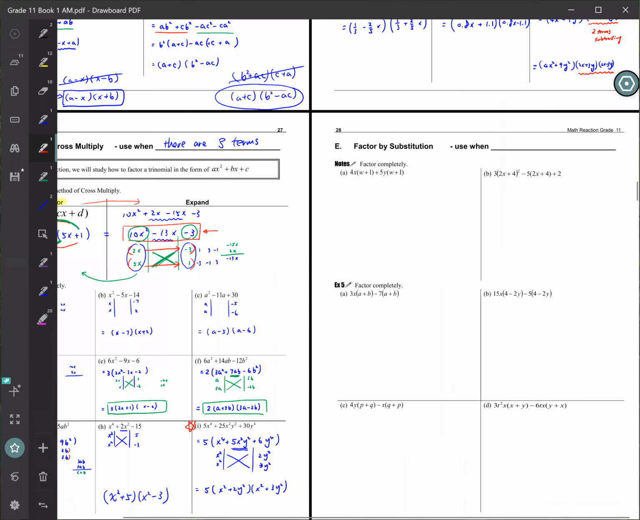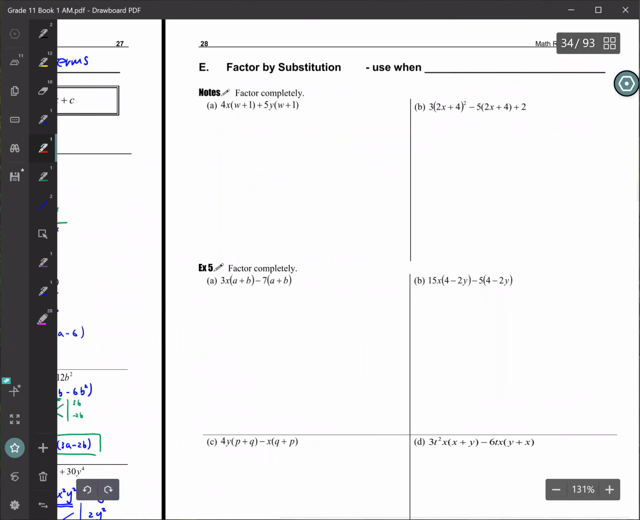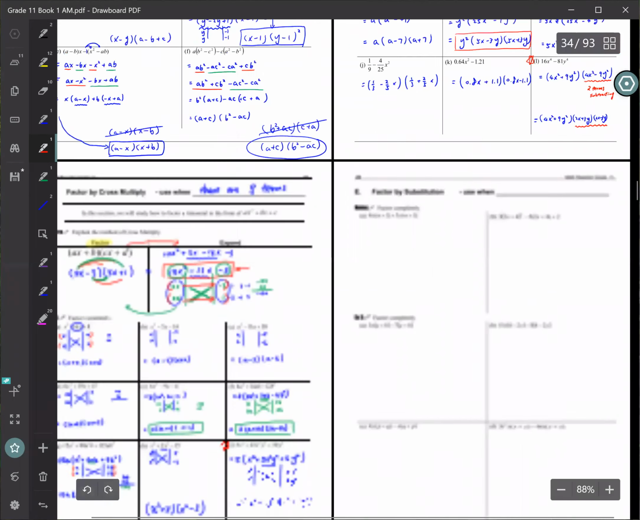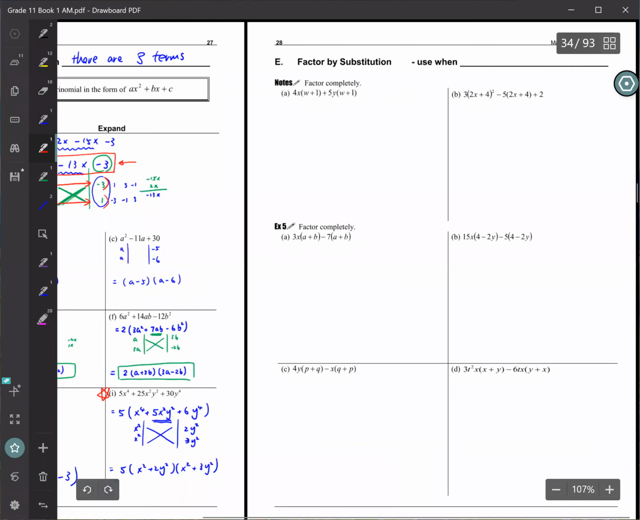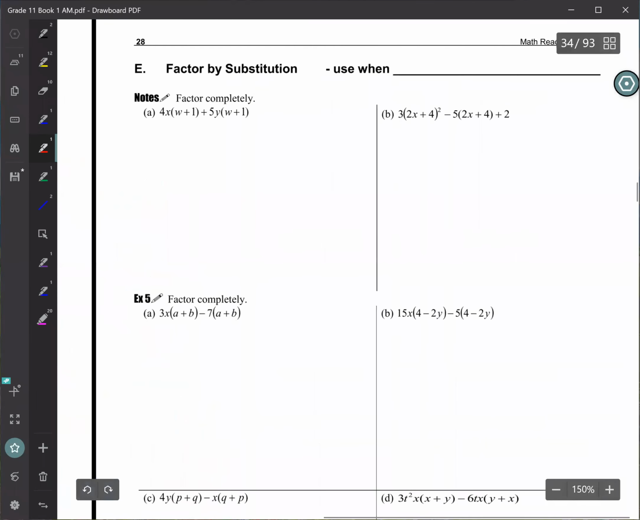Right, so we have just the last method. Okay, so last method is actually not another method. Well, you could say another method, but inside it is a combination of other ones, right? So you need to know other methods like formulas, cross multiply. Of course, GCF you always apply. Grouping won't happen in this section, okay? So this is called factor by substitution.